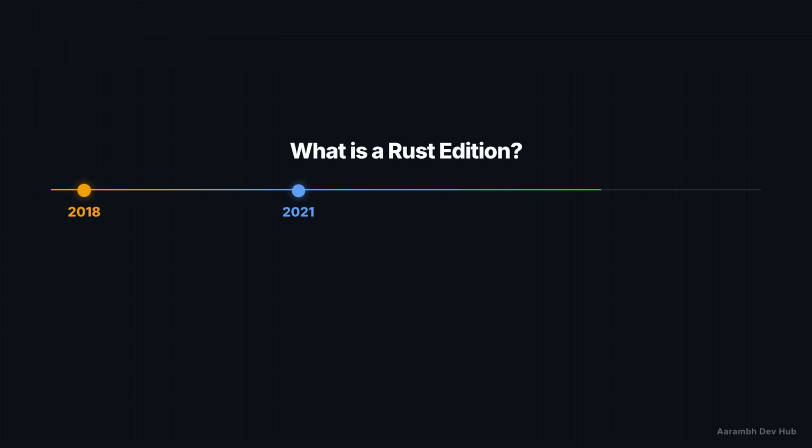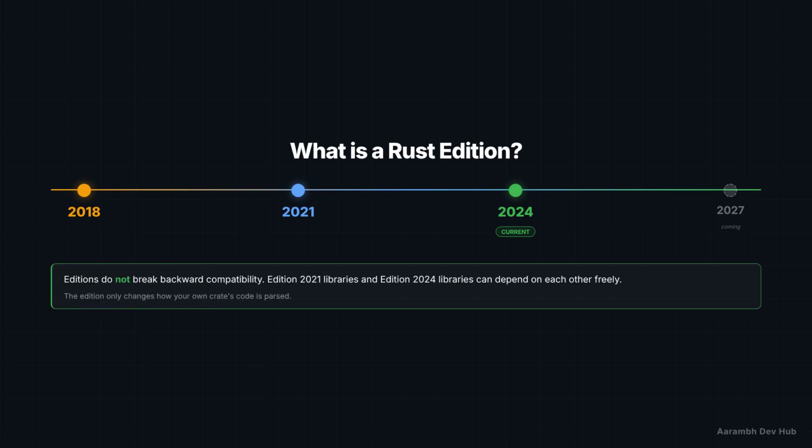Before the features, let me quickly explain what an edition actually is because this confuses a lot of developers. Rust makes a strong compatibility promise. Code that compiled on an earlier version of Rust will always compile on a newer version. But some improvements to the language would naturally require syntax or semantic changes that break existing code. Editions are the mechanism Rust uses to allow those changes while keeping the promise.